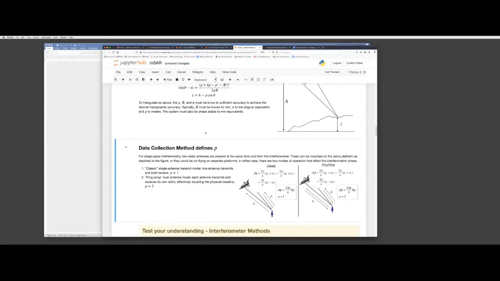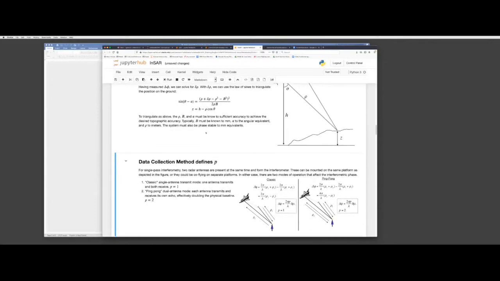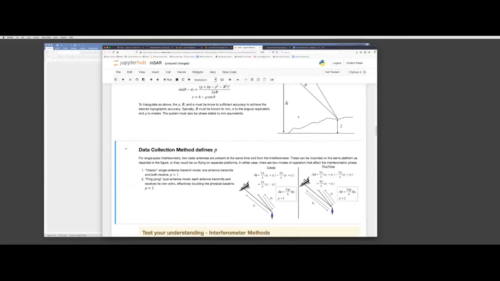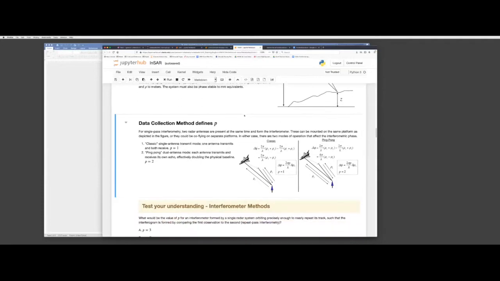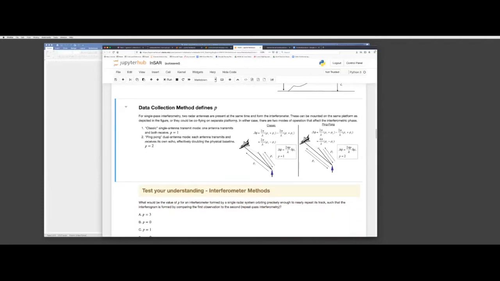Okay, so that's all there is to topographic mapping, at least the first order. We can estimate the height based on the interferometric phase if we know the geometry of the interferometer. So let's define P here.